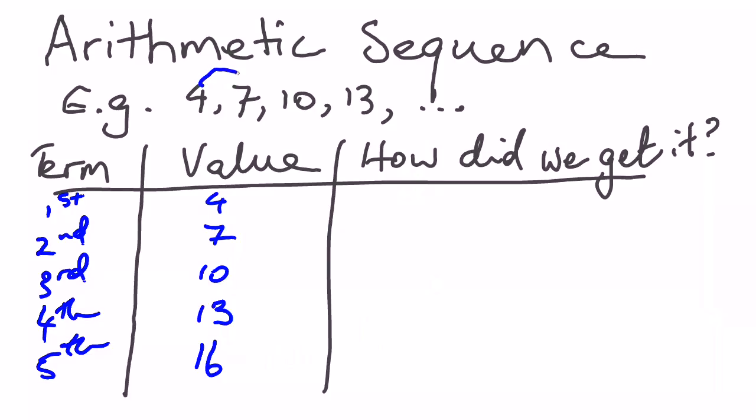I can see up here that to get from 4 to 7, I added 3. From 7 to 10, I added 3. And from 10 to 13, again, I've added 3.